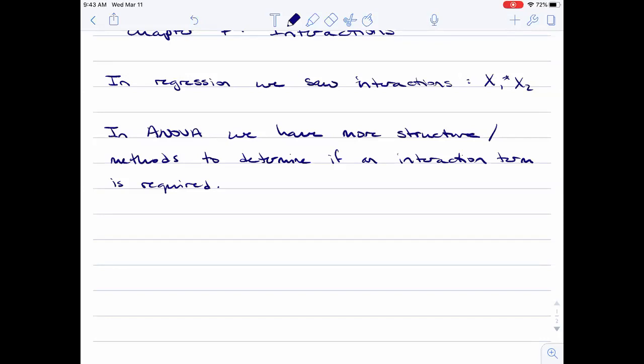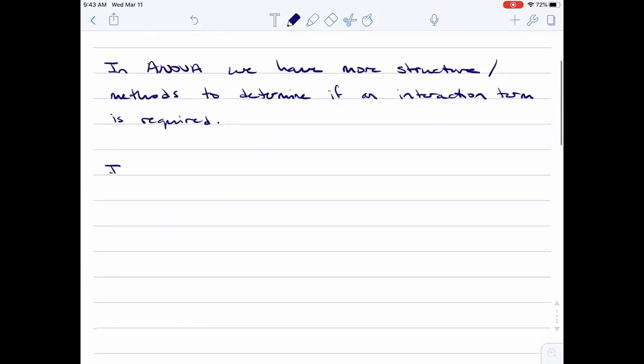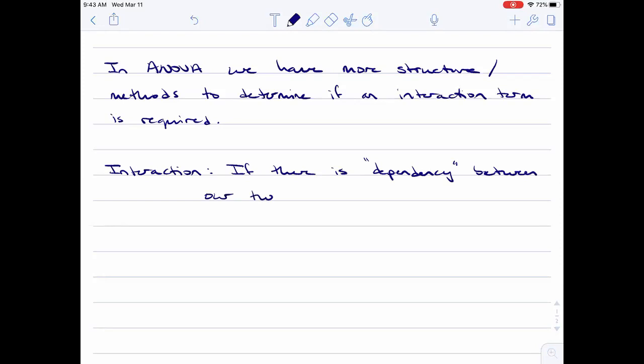So an interaction term is if there's some sort of, well, I guess interaction, but also some sort of dependency in our factors. And so interaction is if there is, I'll put it in quotes, dependency between our two factors.